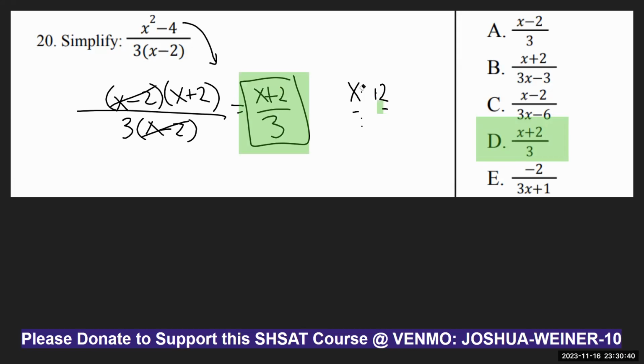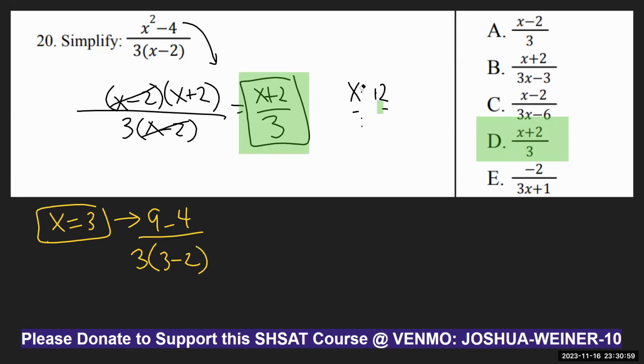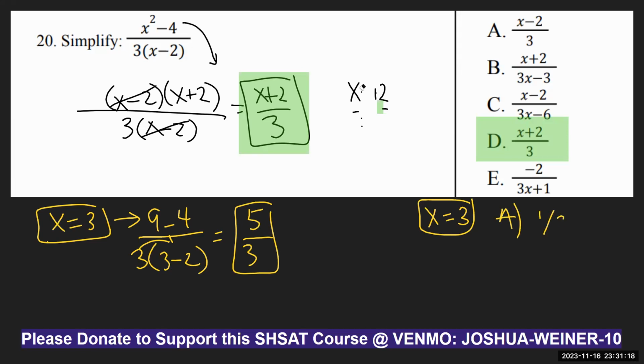So what we'll do is solve it by plug-in, right? You can plug in any value for x. I'm not going to plug in 1 or 2 because we're subtracting 4. So I'll say let x equal 3. We can let x be a placeholder. Then we have 9 minus 4 upon 3 times 3 minus 2. 9 minus 4 is 5 upon 3 times 1 is 3, so 5/3. If you do that, then try the answer choices as well. You have to let x equal 3, right? Then A will be 3 minus 2, which is 1, over 3, which is a third.